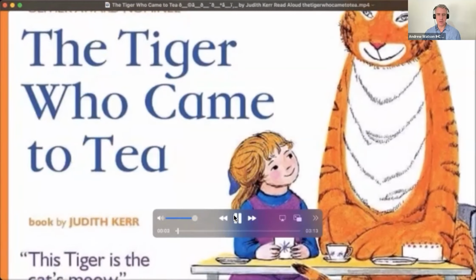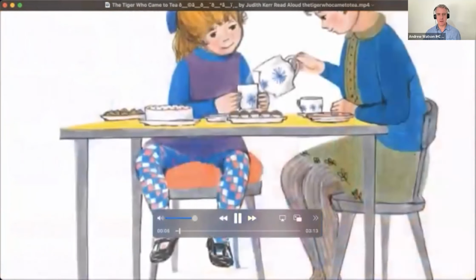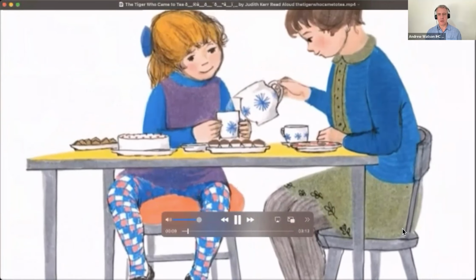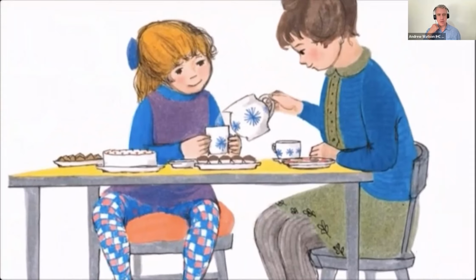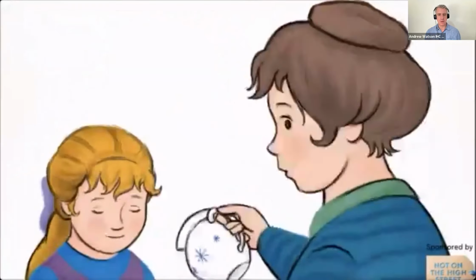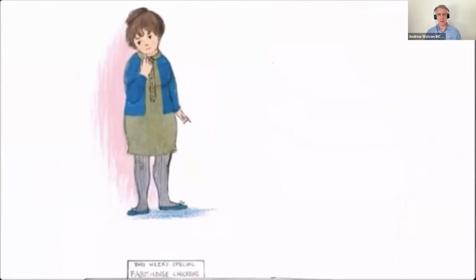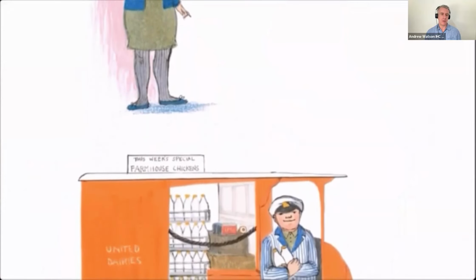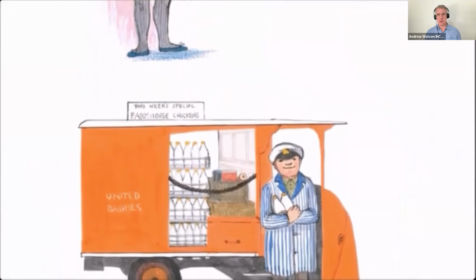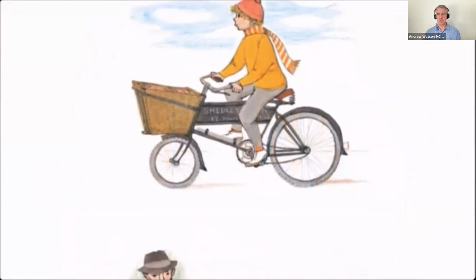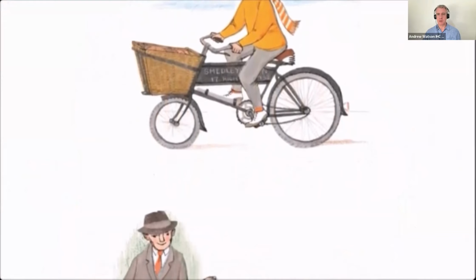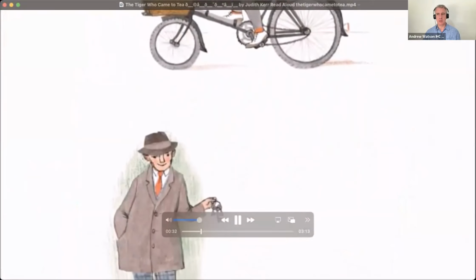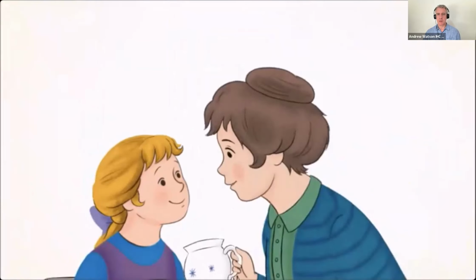The Tiger Who Came to Tea. Once there was a little girl called Sophie, and she was having tea with her mummy in the kitchen. Suddenly, there was a ring at the door. "Oh," Sophie's mummy said, "I wonder who that can be. It can't be the milkman, because he came this morning. And it can't be the boy from the grocer, because this isn't the day he comes. And it can't be Daddy, because he's got his key. We'd better open the door and see. I wonder who that can be."